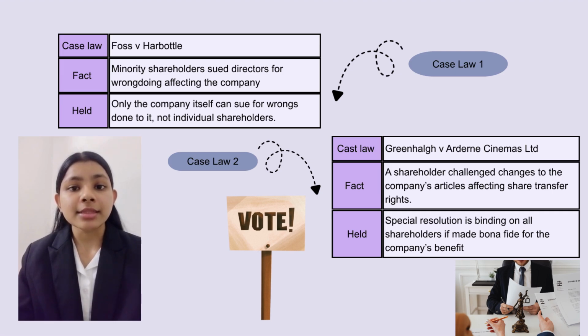The second case is Greenhalgh v Arderne Cinemas. A minority shareholder challenged a change in the company's articles that affected the right of shareholders to transfer shares. The court held that the change was valid because it was passed through the proper special resolution and was in good faith for the benefit of the company as a whole. This case shows the decision made by the majority is binding on all shareholders as long as it is made with honesty.